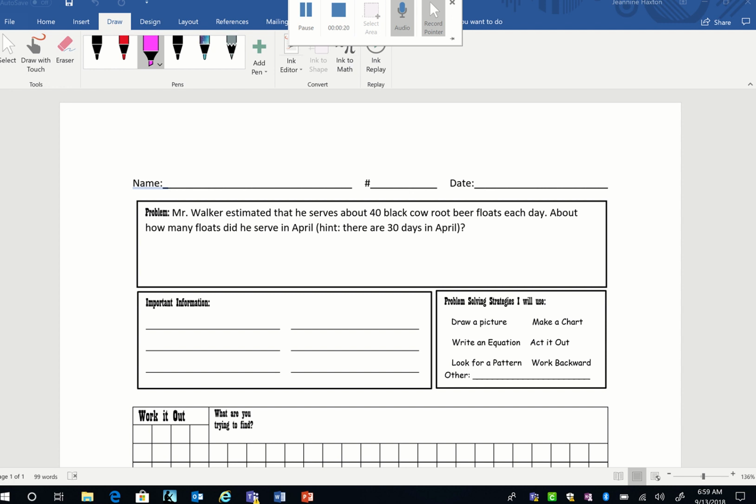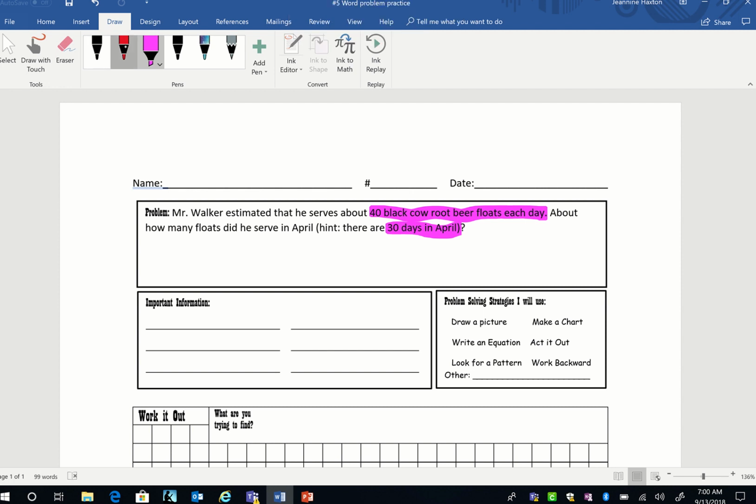Okay, so now I'm going to read again, and I'm going to stop and highlight, or you may circle the important information. Mr. Walker estimated that he serves about 40 Black Cow root beer floats each day. So I'm going to highlight that. About how many root beer floats did he serve in April? And then in my hints, I have April has 30 days.